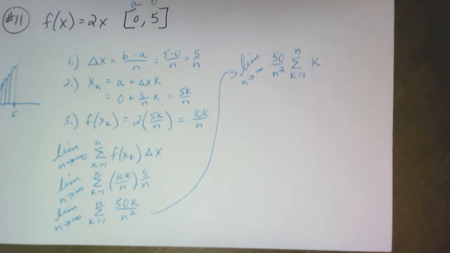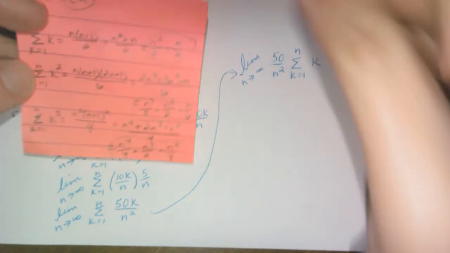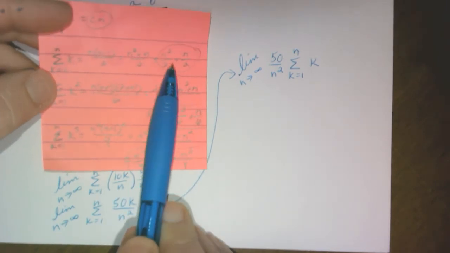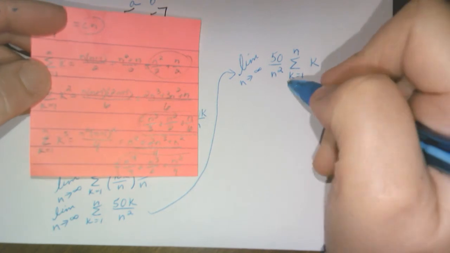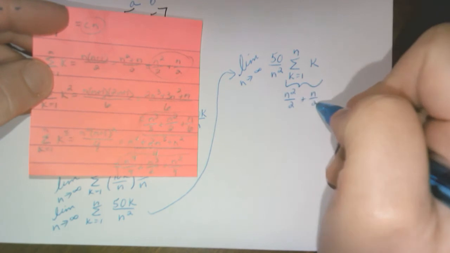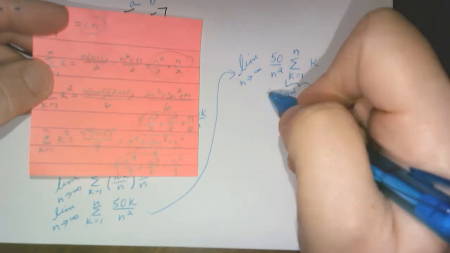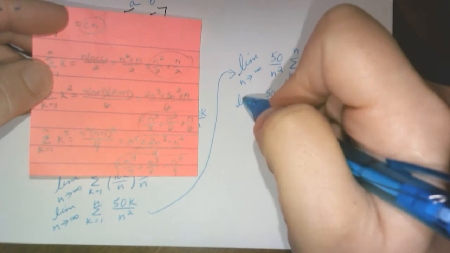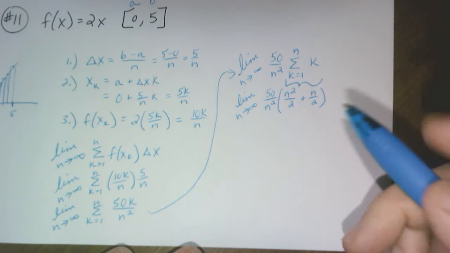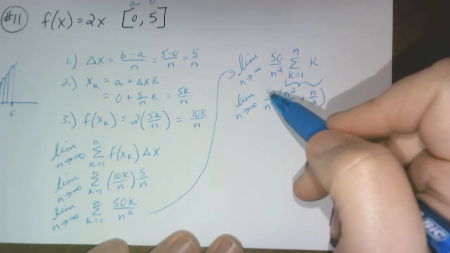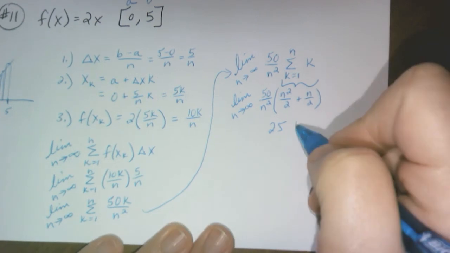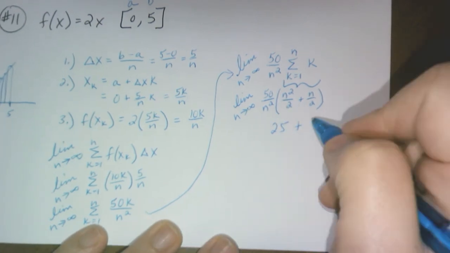And that's good. So going back to my little sticky note here, I'm going to rewrite what the k summation property is equal to: n squared over 2 plus n over 2. So this right here is n squared over 2 plus n over 2 times the 50 over n squared. And then let's distribute that. So let's see, n squared and n squared cancel. 50 divided by 2 is 25. Plus this would be 25 over n.